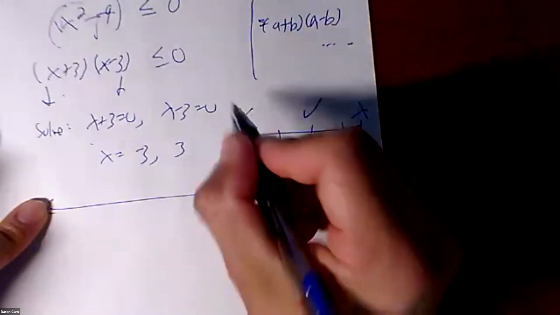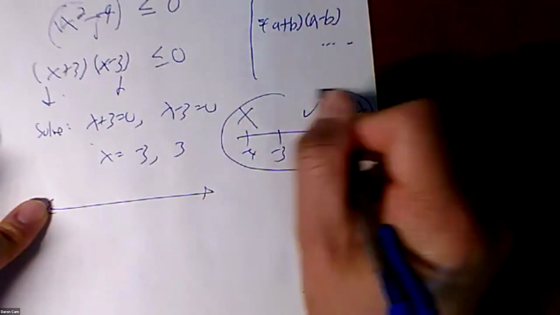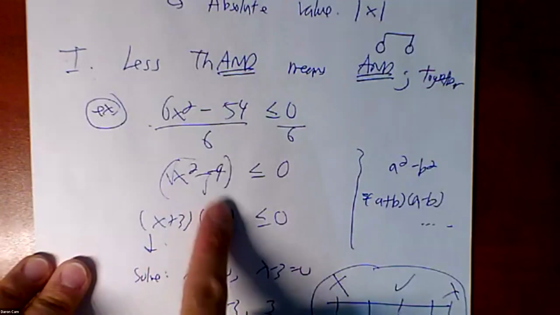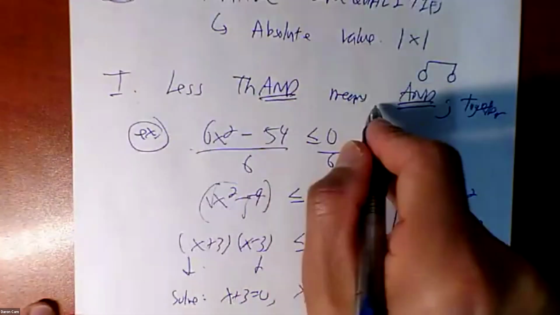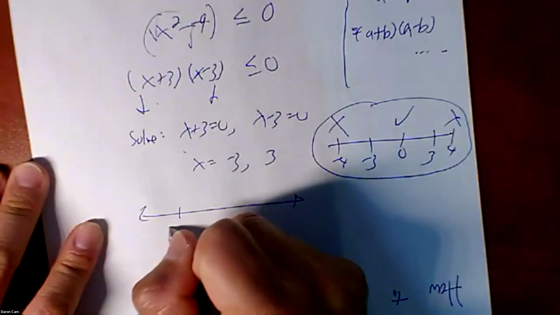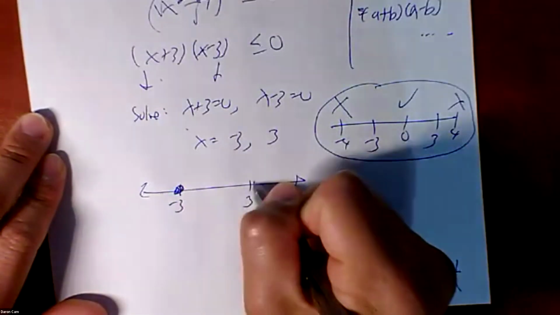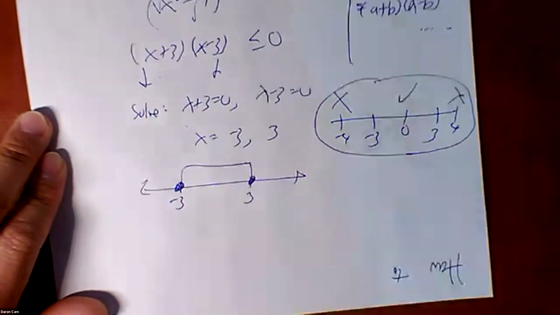If you're required to do this, and I've seen this in some classes, you can plug in negative 4, negative 3, 0, 3, and 4, etc. But if you're not required to do it, this is the shortcut. Less than means "and," and "and" means together. All you've got to do is this: negative 3, 3. And we're going to look at the signs here. Whenever there's a line here, it means a closed dot. And that's all you're going to do.